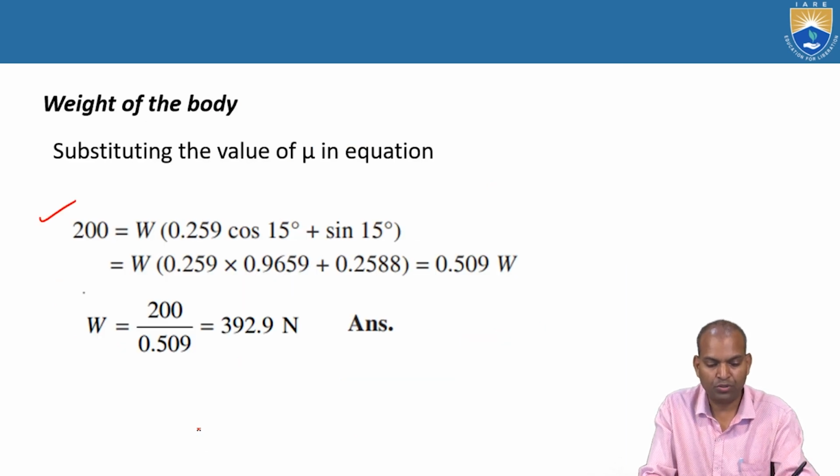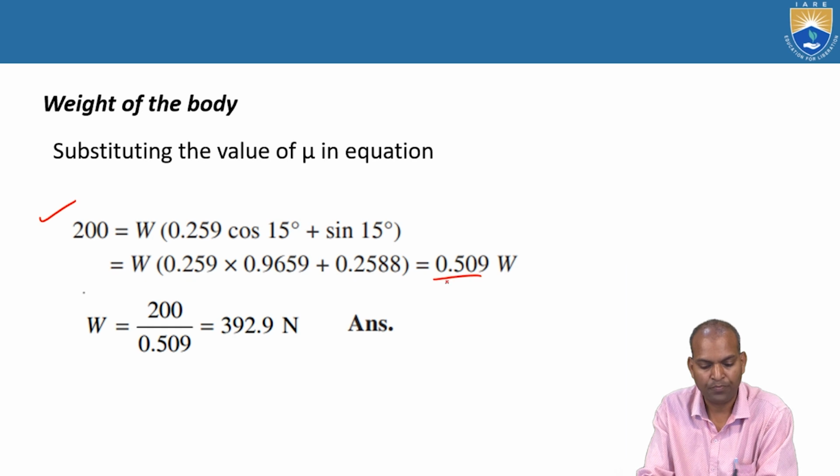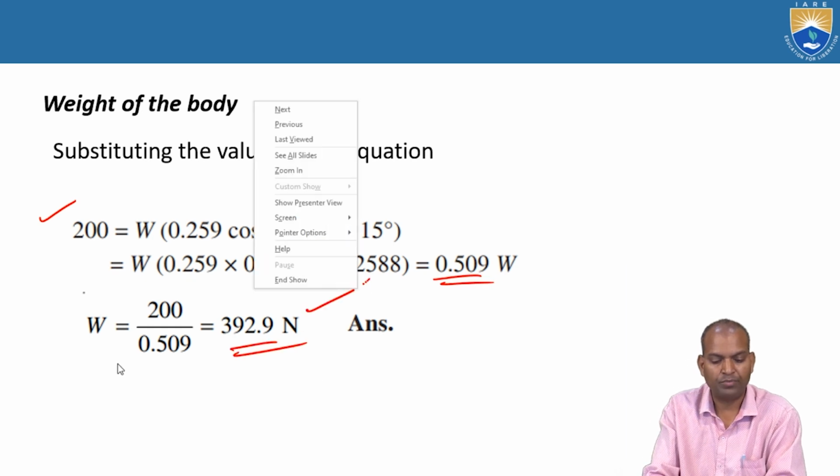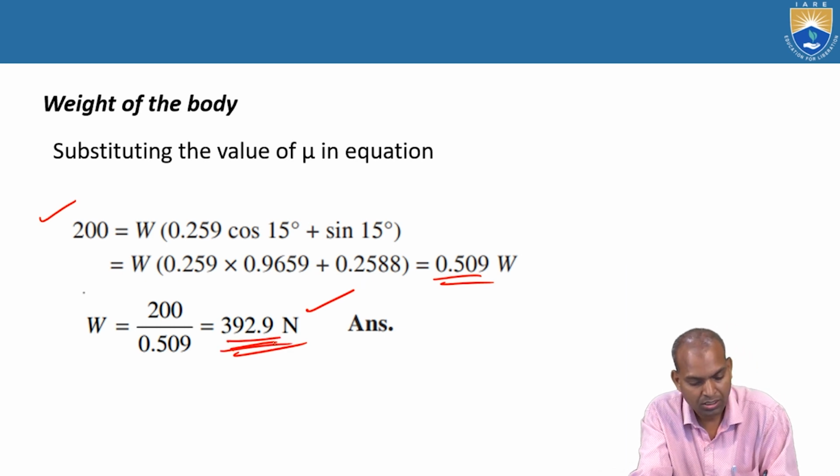Or if you substitute in the equation 200 equals mu times W times (mu cos 15 plus sin 15), the observed weight is 392.9 newtons. That is W.